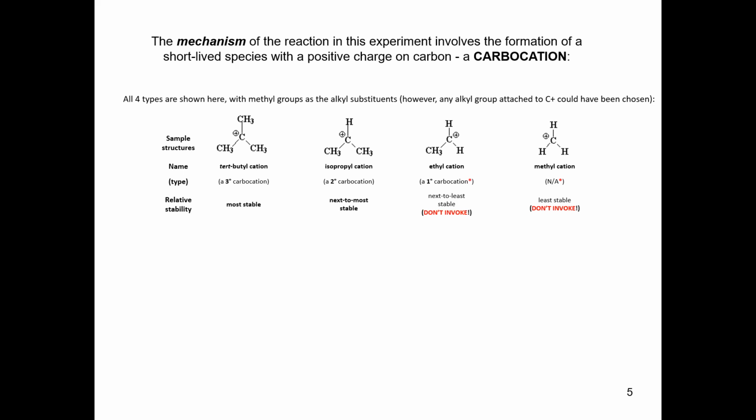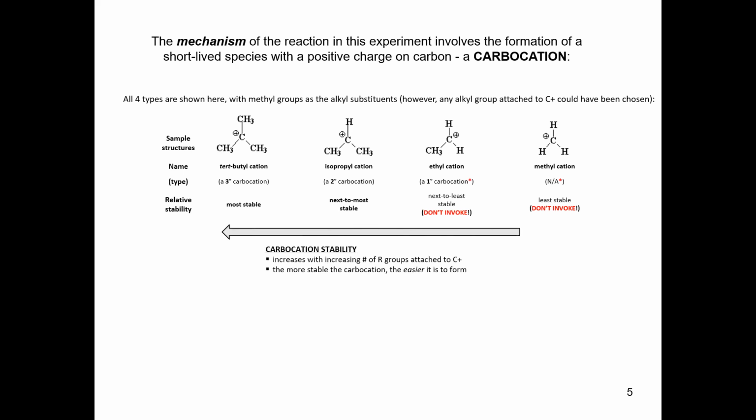There are four general types of carbocation, all of which are shown here. In general, for alkyl substituted carbocations, the greater the number of alkyl groups attached to the positively charged carbon, the more stable, that is lower in energy, that cation is, and therefore the easier it is to form. Lower energy mechanistic intermediates are easier to form than those that are higher in energy.